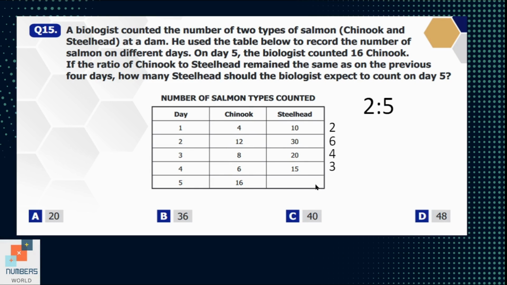Now we have to think about a number. If we divide 16 by 2, we get 8. Obviously, it's 8. 8 2s are 16 and 8 5s are 40. So, biologists should expect to count 40 steelhead on day 5.